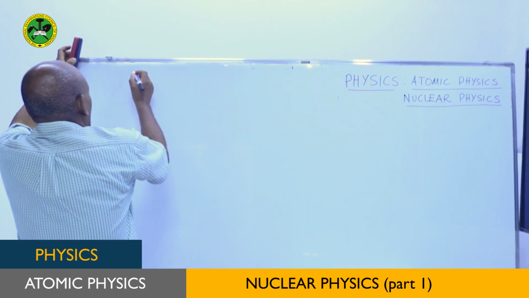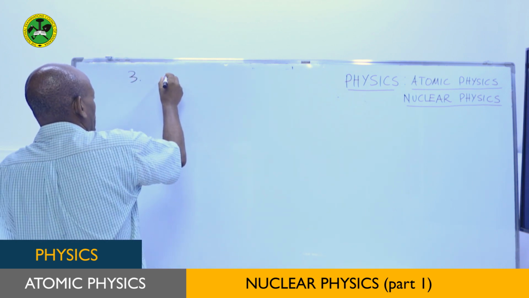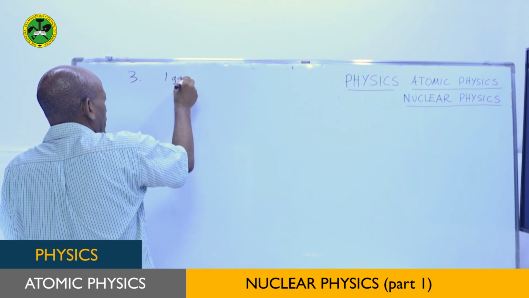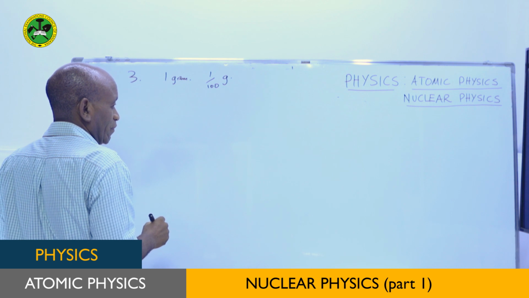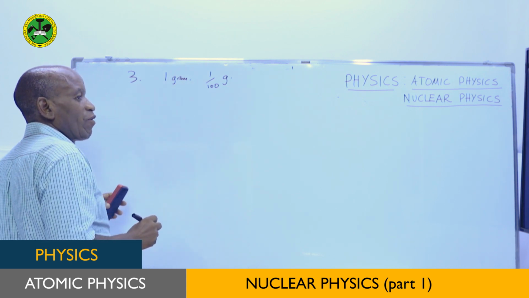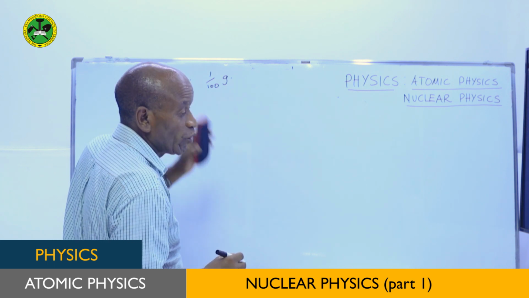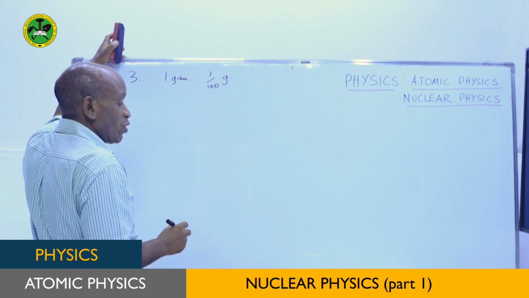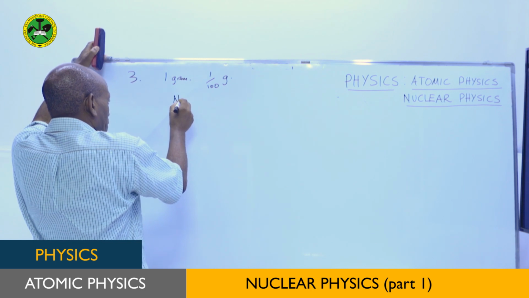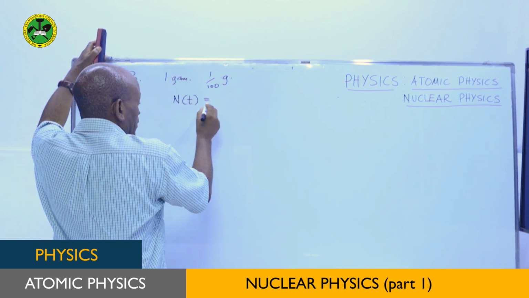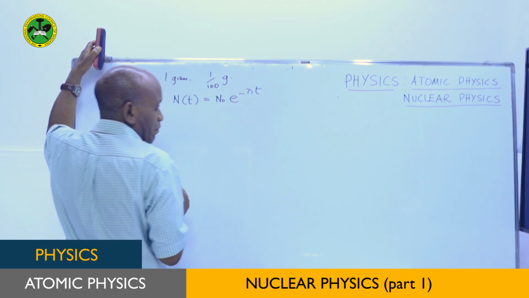First of all, we need to know what a centigram is. If I'm taking 1 gram, a centigram is 1/100 gram. Whenever we need to determine the time it will take for 1 gram of a radioactive sample to lose a centigram, it means that the sample which is going to be left, remember we have our equation that the sample at any particular time t is N(t), which is equal to N naught e power minus lambda t.